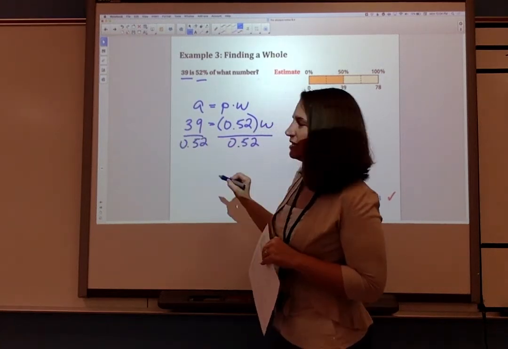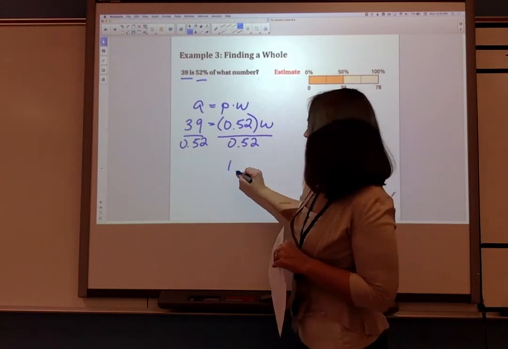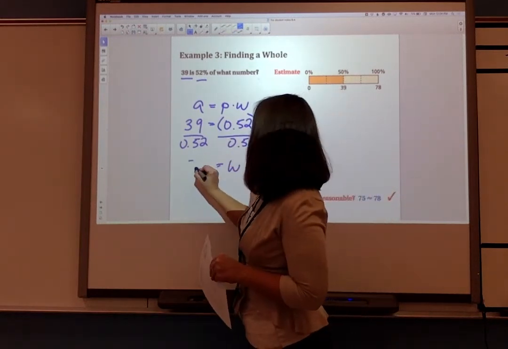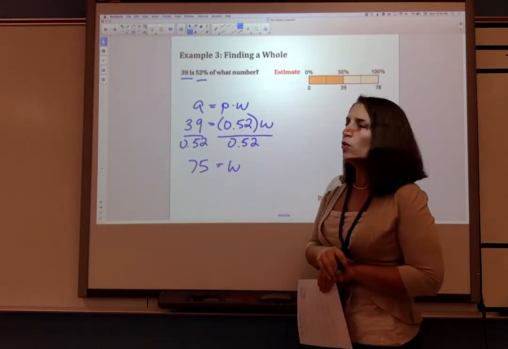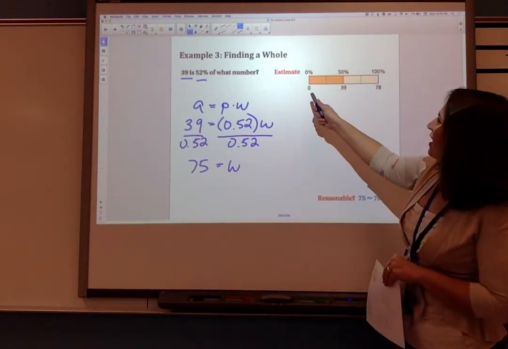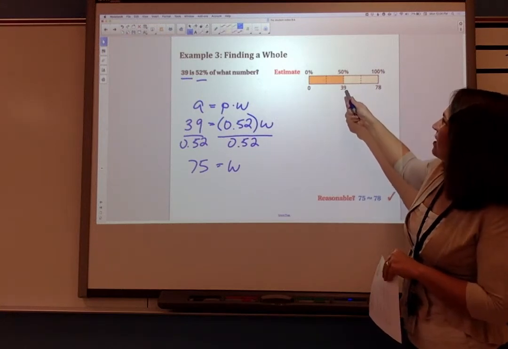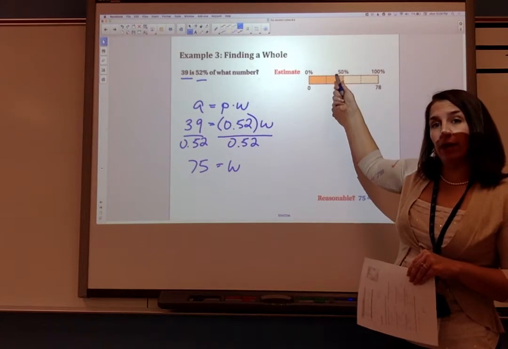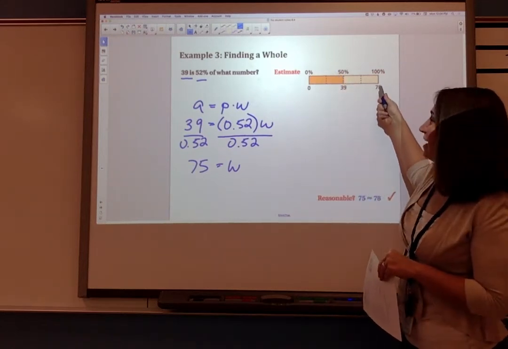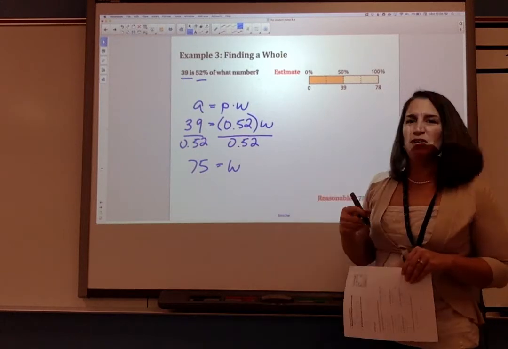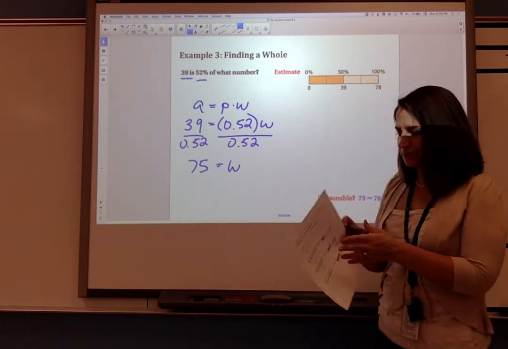This is one of these that it's nice to have your calculator. 39 divided by 0.52 is 75. So our whole in this case is 75. And we can look at this example that shows if 39 was the 50% mark, then the whole would be 78. So 52% of 75 seems pretty reasonable.